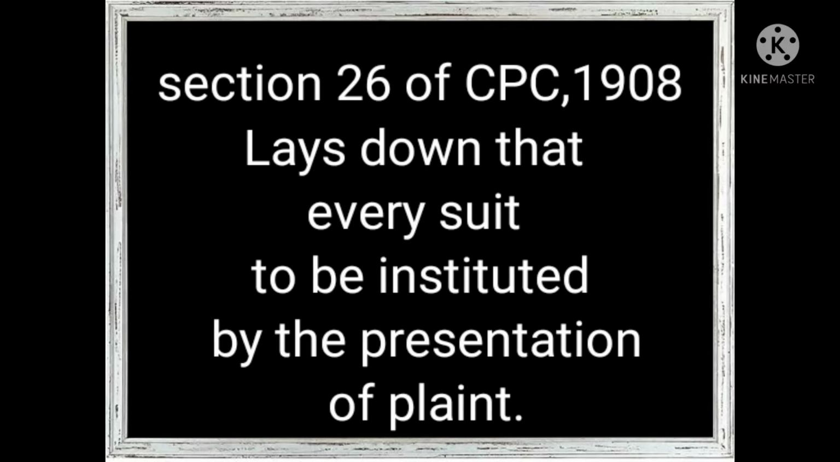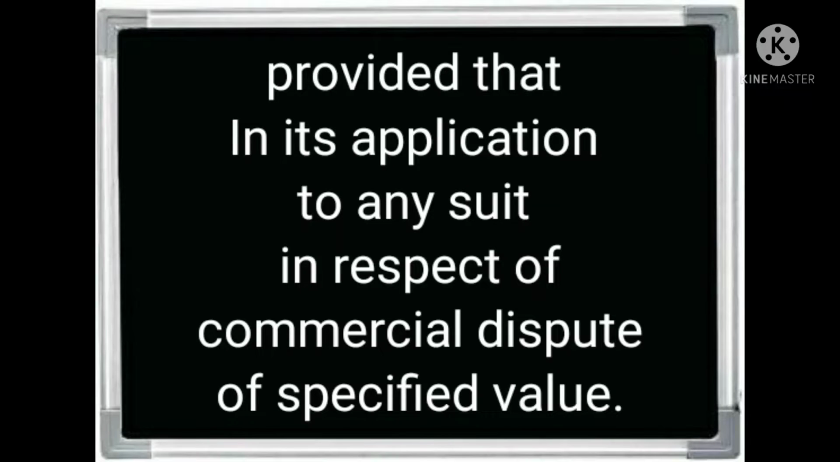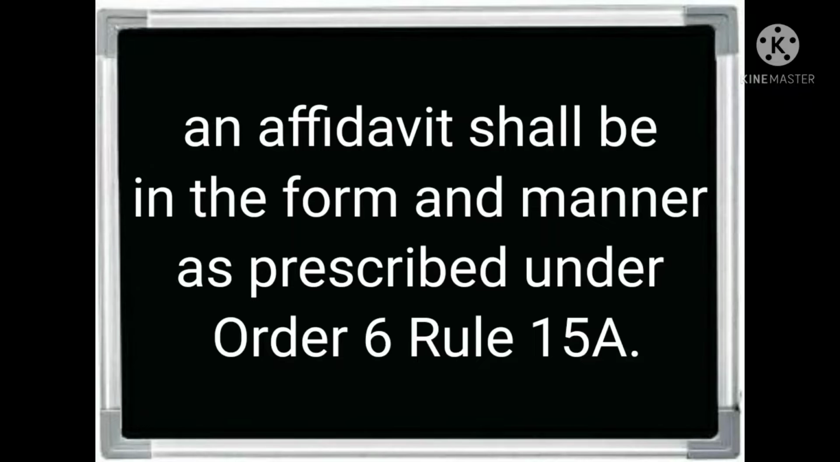What does Section 26 say? Section 26 says that every suit should be instituted by the presentation of a plaint, and its subsection 2 says that in every plaint, fact shall be proved by affidavit. But we amended the provision in 2015 and added a proviso in its application to any suit in respect of a commercial dispute of a specified value. We have to provide an affidavit in the form and manner as prescribed under Order 6, Rule 15A.